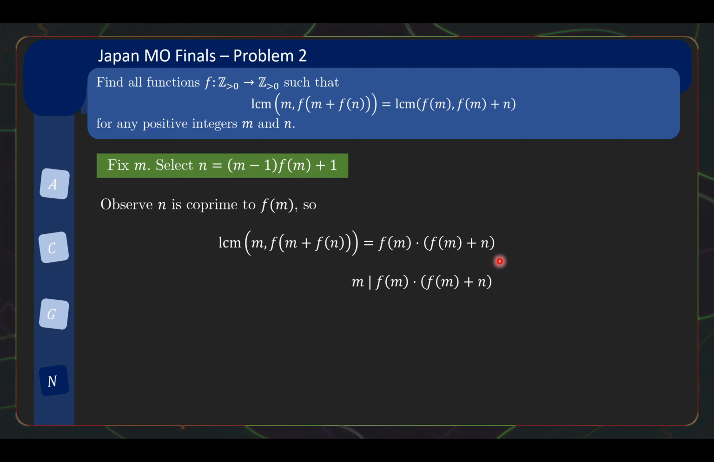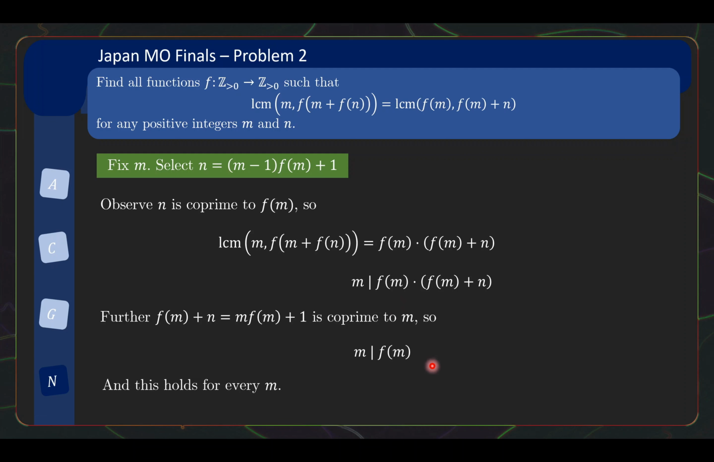And indeed, f(m) + n, you look at this thing, we add one copy of f(m), is m f(m) + 1. So this is co-prime to m. So as we desire, this term in the bracket drops out, and we can conclude that m divides f(m). And note that this holds for every m, because for each fixed m, we basically choose n in the following way. So this is the first real big observation that we need to make for this problem.